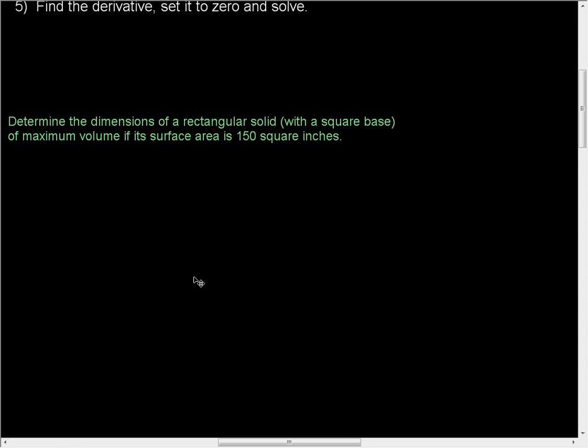In this video, we're going to determine the dimensions of a rectangular solid that has a square base, and we want to maximize its volume. We're given its surface area is 150 square inches. Okay, so first thing we want to do, and this is the first thing I do for all of them if I can, is draw a picture. Okay, so let's go ahead and just make this rectangular solid.